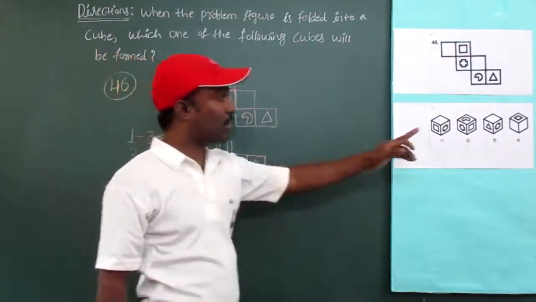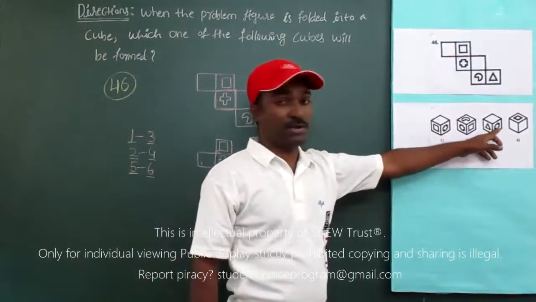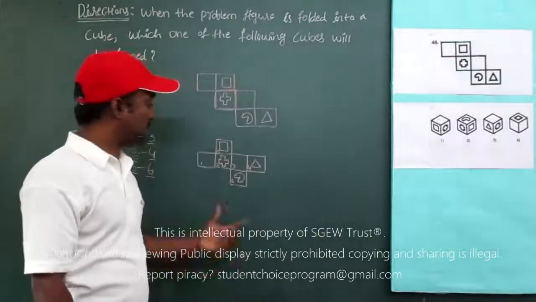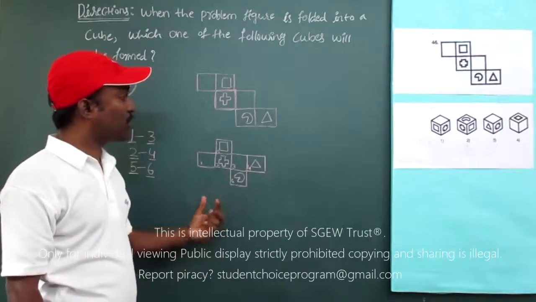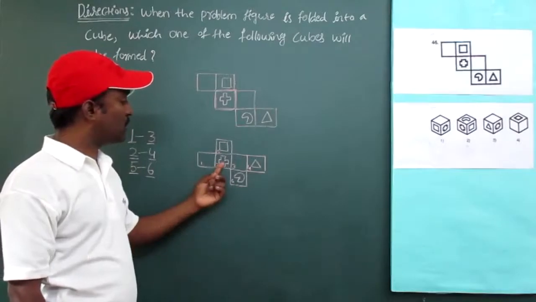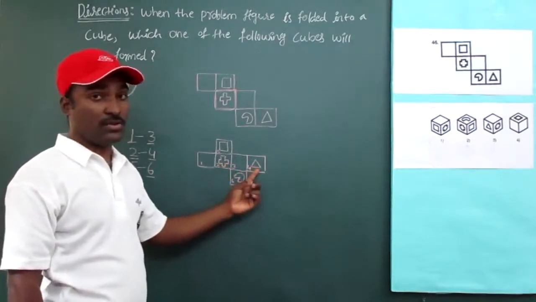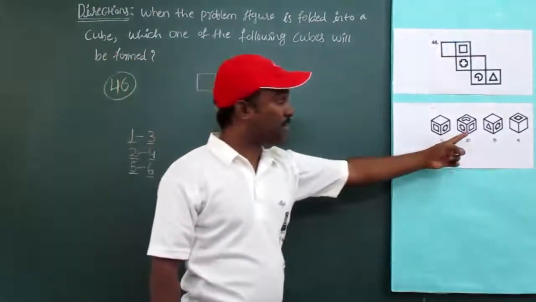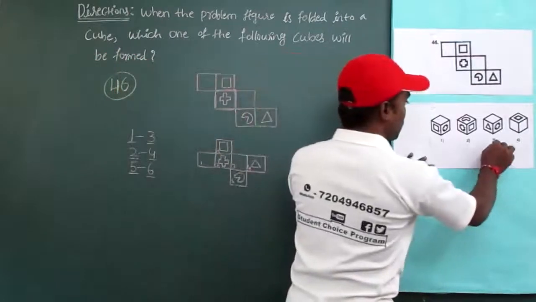Now moving to the third option. In the third option, I am having a triangle and I am having a plus symbol. So as per this general form of unfolded cube, the plus symbol should be opposite to the triangle. The plus symbol should be opposite to the triangle. But in the third option, yes, it is not. So this is also a wrong option.